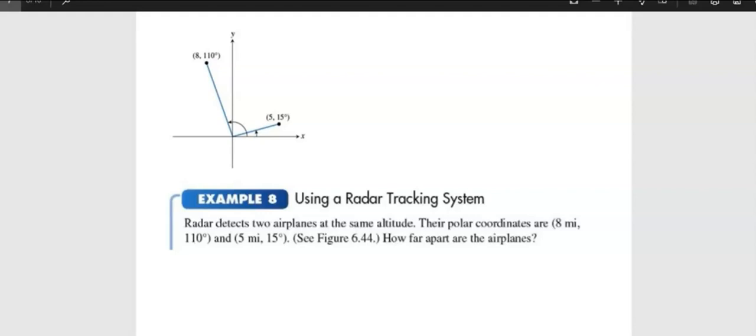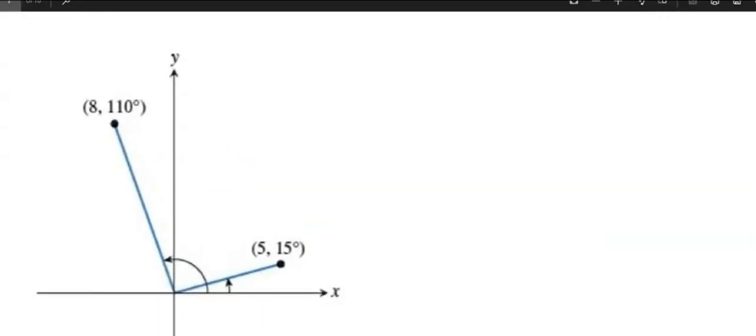Example 8. Radar detects 2 airplanes at the same altitude. Their polar coordinates are 8 miles, 110 degrees, and 5 miles, 15 degrees. This is not on the bearing scale. This is the direction scale, so it's based on your unit circle. How far apart are the planes? Okay, I'll zoom in on the picture so you can see. They gave me 2 polar coordinates. They want to know how far apart these planes are.